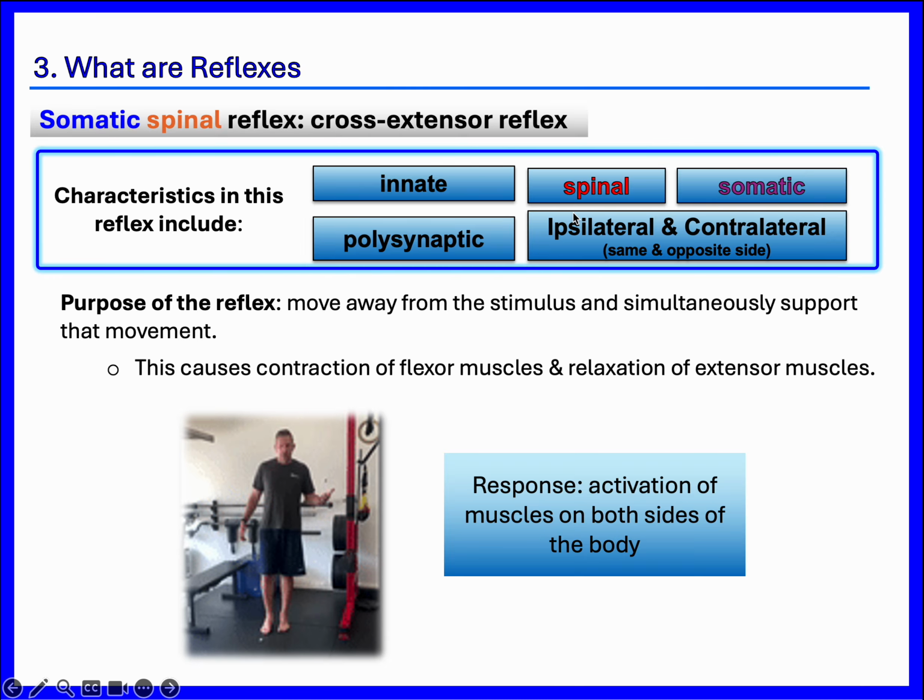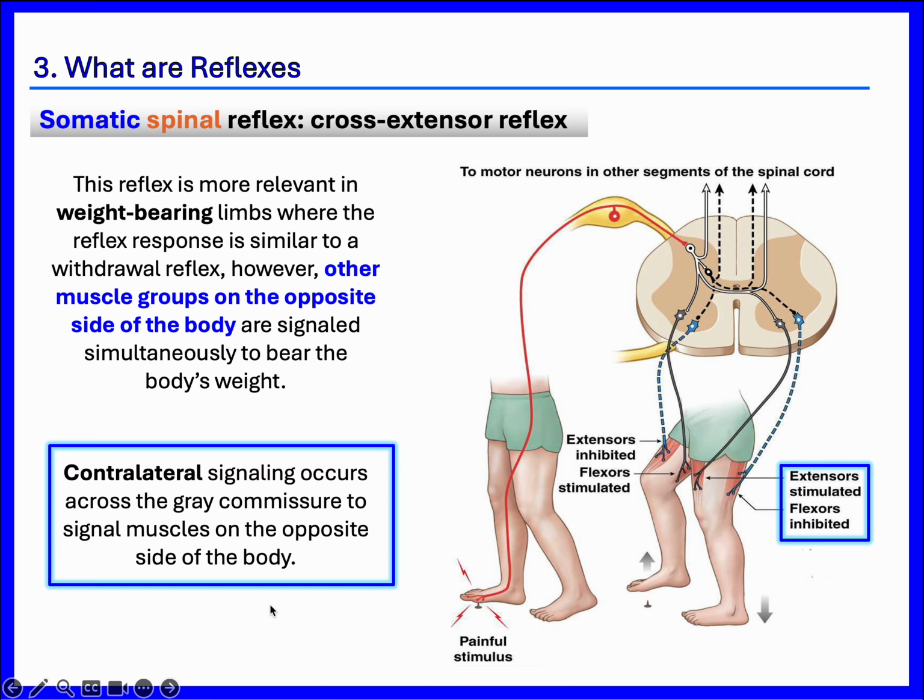Last few, the cross extensor reflex. The purpose of this is to move away from the stimulus and simultaneously support your movement, right? So this causes contraction of the flexor muscle and relaxation of the extensor. So you're activating muscles on both sides of the body. Over here, you step on a painful object, right? This reflex is more relevant with the weight-bearing limbs, right? So over here, this is what you stepped on. You want to remove your weight from this side, right?